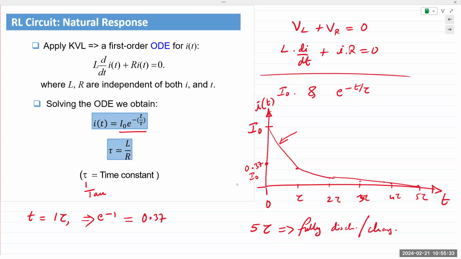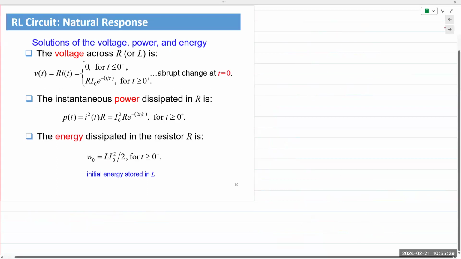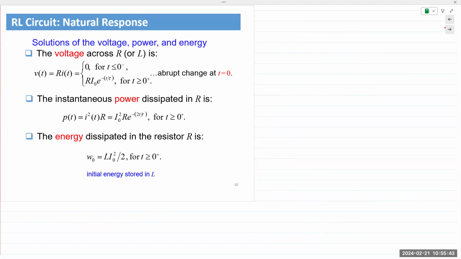We good on the equation? Right? And again, if you took the lab, this equation was there in the lab write-up. Solutions for voltage, power, and energy are the same form. Voltage given by Ohm's law is V equals IR, and so V of t would simply be I of t times R.